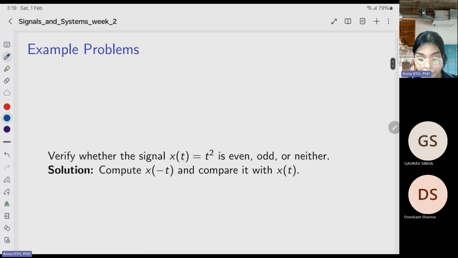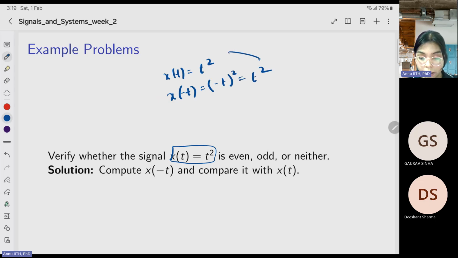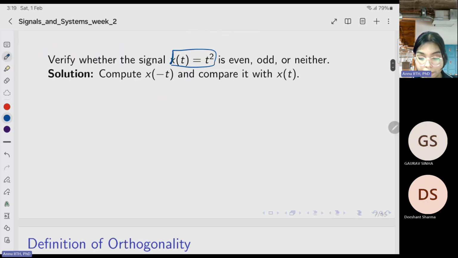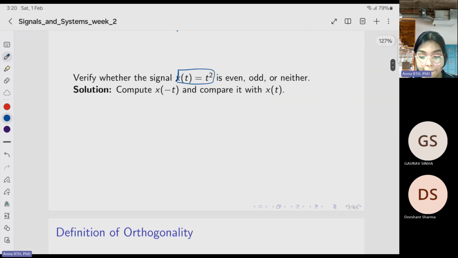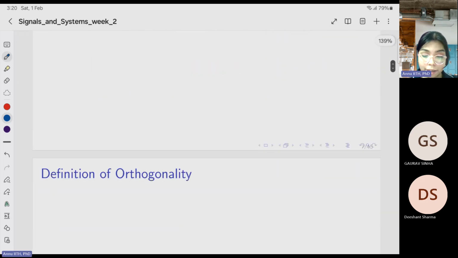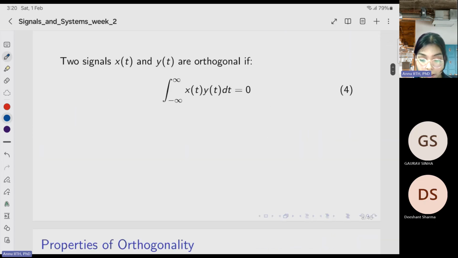You need to determine whether the signal is even or odd. So if x(t) is t squared, you need to calculate x(-t), that is (-t) squared, which is t squared only, and it is equal. So this is an even signal. Similarly, you can compute for the odd signal. Okay. And periodic signal, we'll see later.